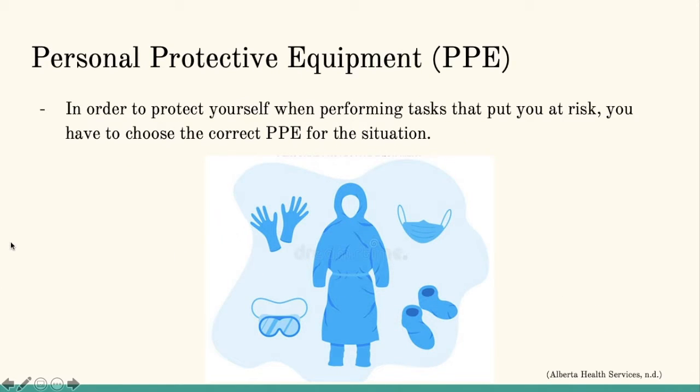So some things we can do to help fight this. Some tools we have are personal protective equipment, or PPE. They're used to protect ourselves when performing tasks that put you at risk, and you have to choose the correct PPE for the situation. You have to understand what task you're doing and what PPE is needed for that individual situation, and if the patient's on any precautionary measures.